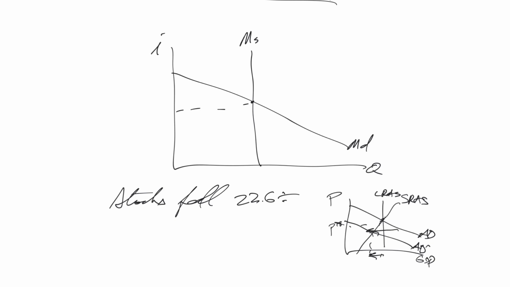So the Federal Reserve, what they want to do is stop this aggregate demand shift. They want to stop this in its tracks. Okay, they don't want that to happen. So they've got to act quickly. And quickly they did.